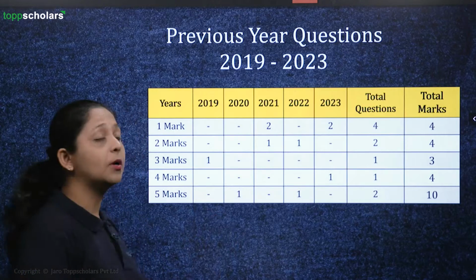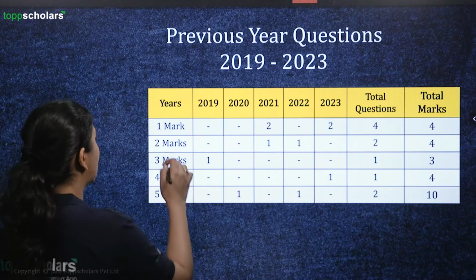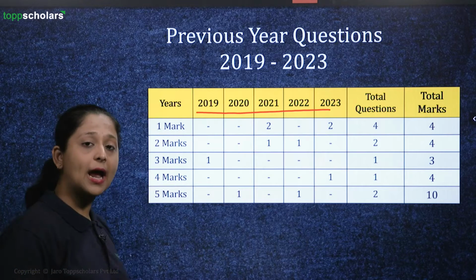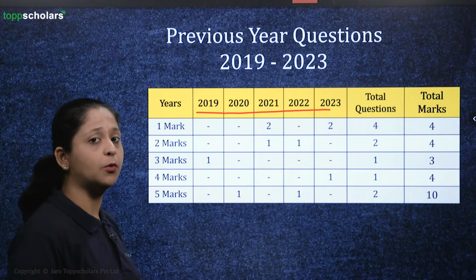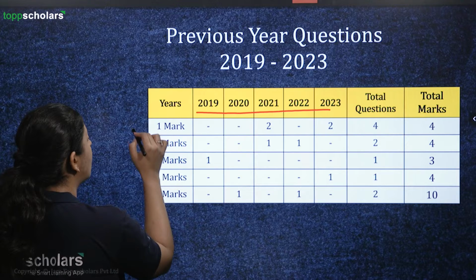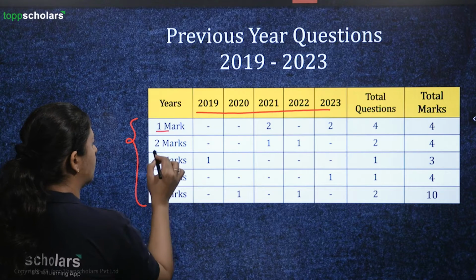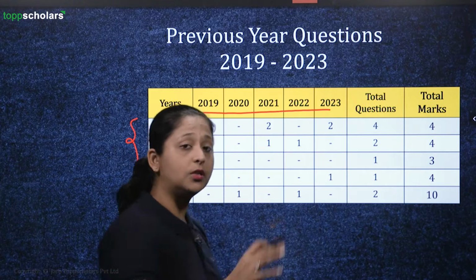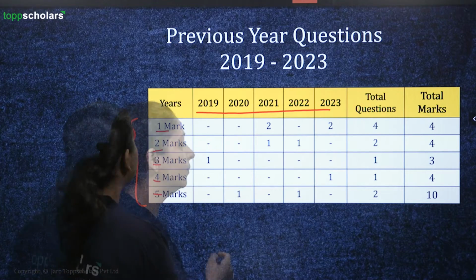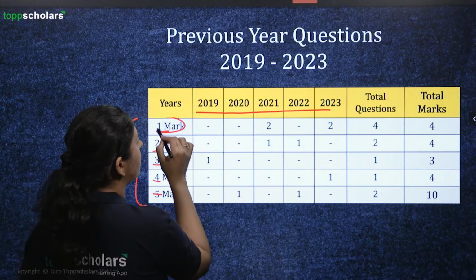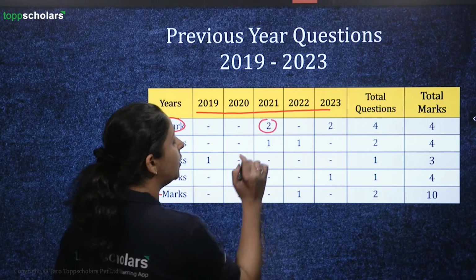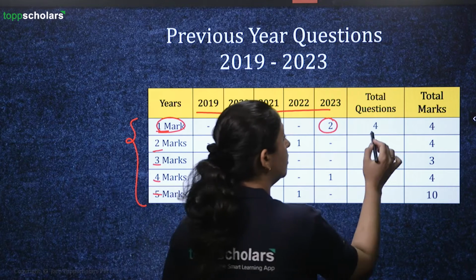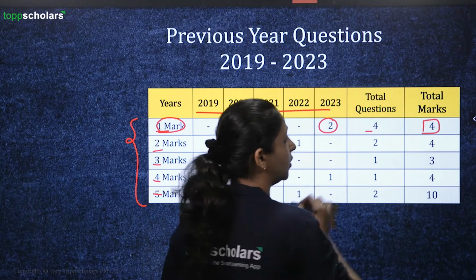So, coming back to our previous year study, we will be discussing from the year 2019 to 2023 and we will be understanding all the different types of questions holding different marks, that is from 1 to 5 marks individually, right? And how many questions were asked and the total marks they hold. So, for the 1 mark questions, in the year 2021 you had 2 questions and in 2023 you had 2 questions again. So, total 4 questions holding 4 marks for you, right?